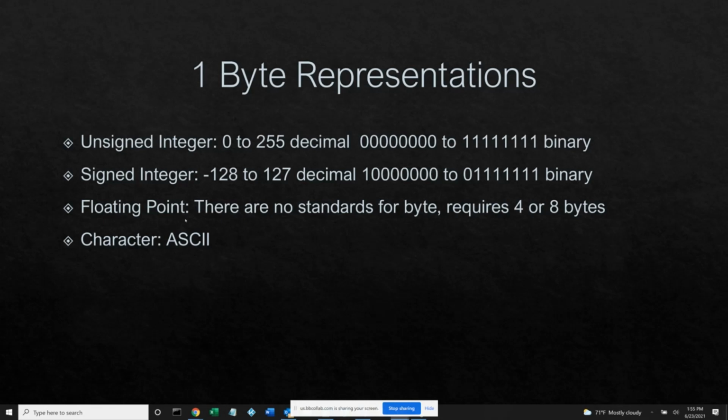Now, theoretically, you could represent a floating point value using a byte. The only standard ways of doing that require a 4 or 8 byte value. We can also represent characters as ASCII values as well.